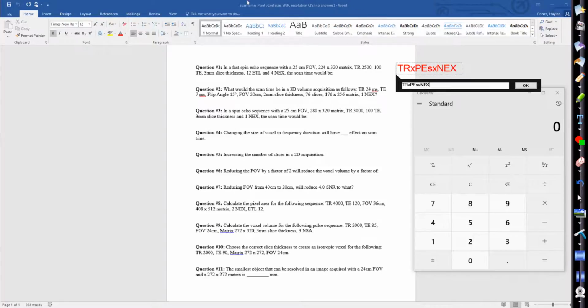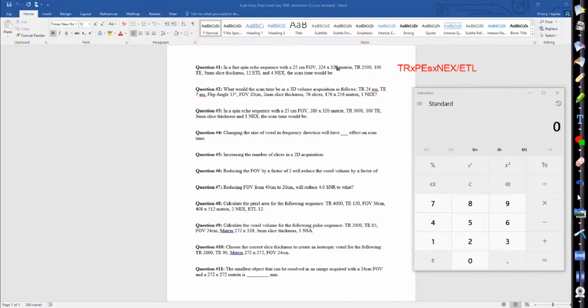Okay? But look at what we're dealing with. We're dealing with a fast spin echo pulse sequence. So we have to now incorporate our echo train. So this is the equation we should be using.